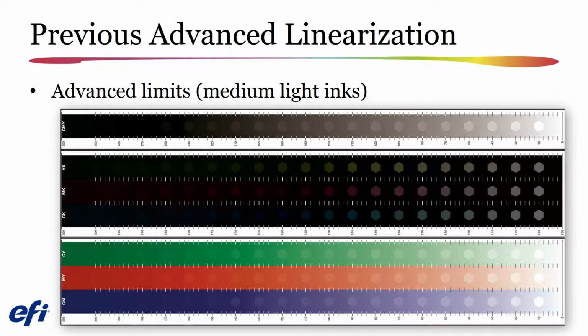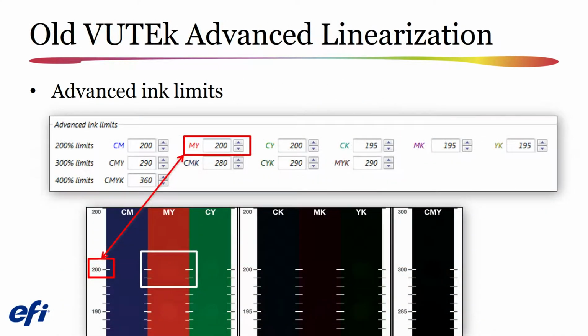In the previous versions of the Advanced Linearization tool, you were required to print a target that showed 2, 3, and 4 color overprints. You would then evaluate each color combination and enter your desired ink limit value for each combination of inks into the linearization interface.